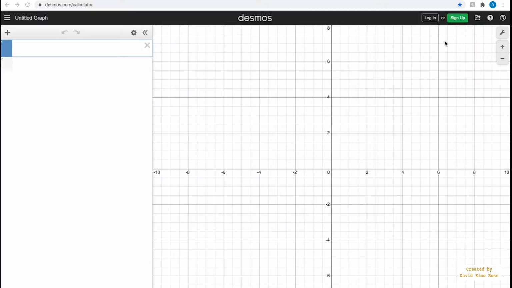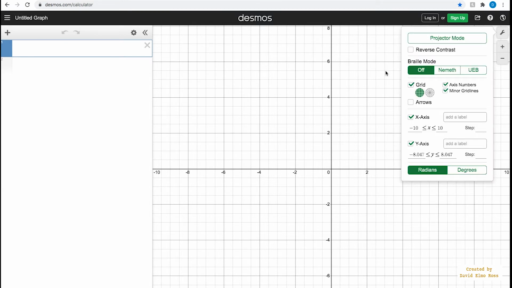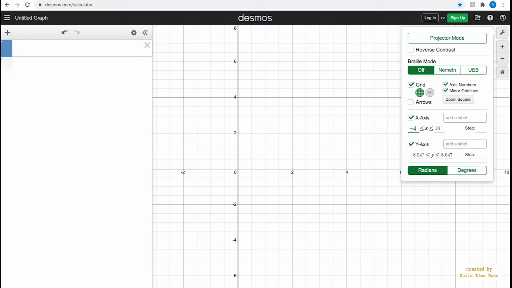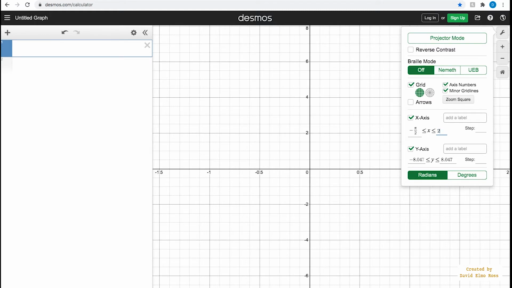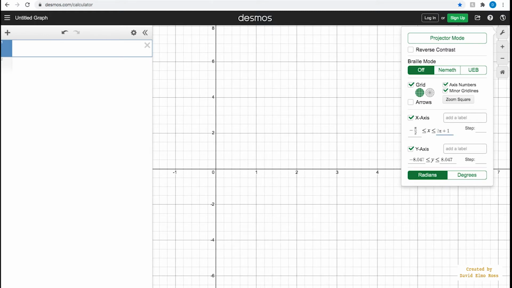When you're in this utility, you can click on the little wrench here and set up things whichever way you'd like. Right now the default is radians, but we can switch to degrees or radians, but nothing's going to change here until we start setting up our x-axis. So for instance, let's set our x-axis to be minus pi divided by 2, to give us minus 90 for that side. And let's set this to be 2 pi plus 1, just a little bit past pi.